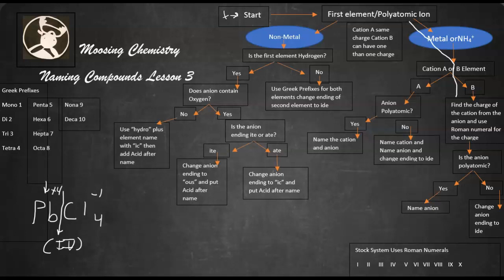So now it says, is the anion polyatomic? No, chlorine is not polyatomic. This is the anion right here. There's no way it's polyatomic, right? So we're going to say no. We're going to go this direction here. Change the anion ending to IDE. So this is going to become lead.